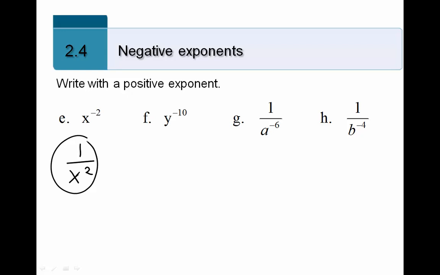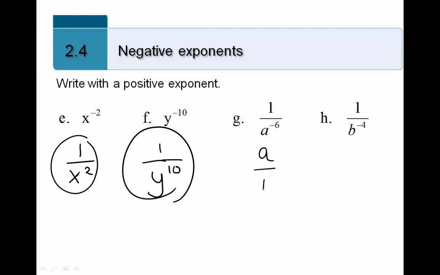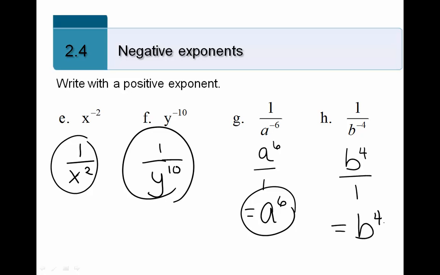Y to the negative 10th, the reciprocal of y is 1 over y, pushing y to the bottom, to the denominator, making my exponent positive. The reciprocal of 1 over a is a over 1, making my exponent positive. I'll rewrite that as a to the 6th. The reciprocal of 1 over b in example h will be b over 1, pushing my b to the top and making the negative 4 exponent a positive 4. B to the 4th over 1 is just b to the 4th.